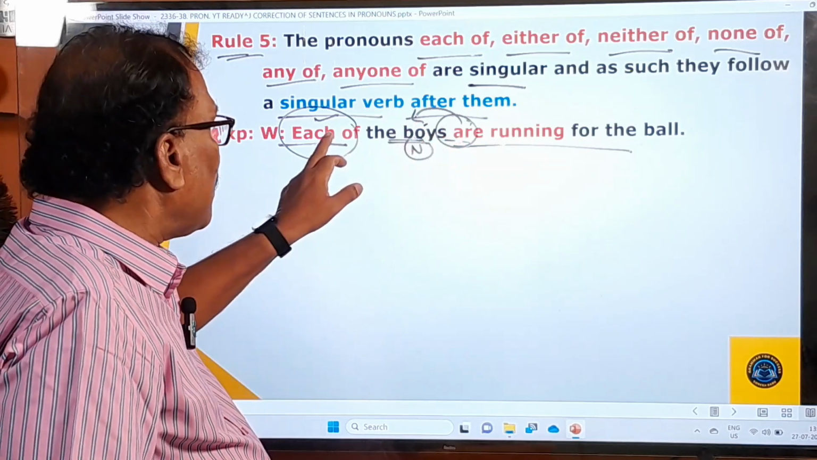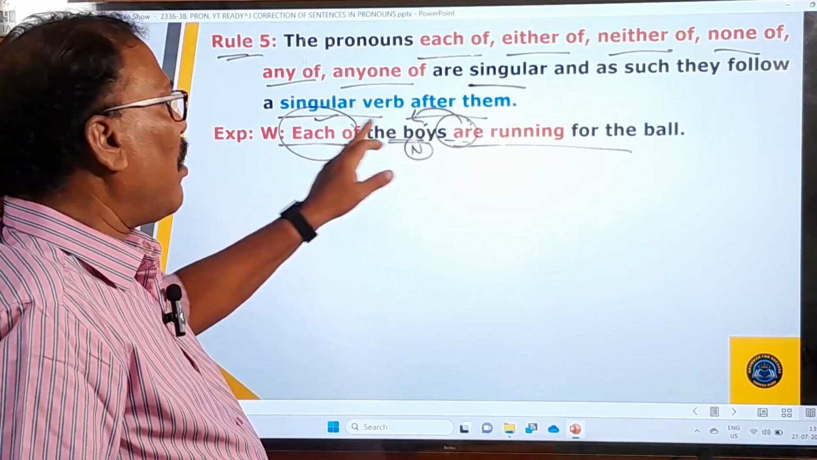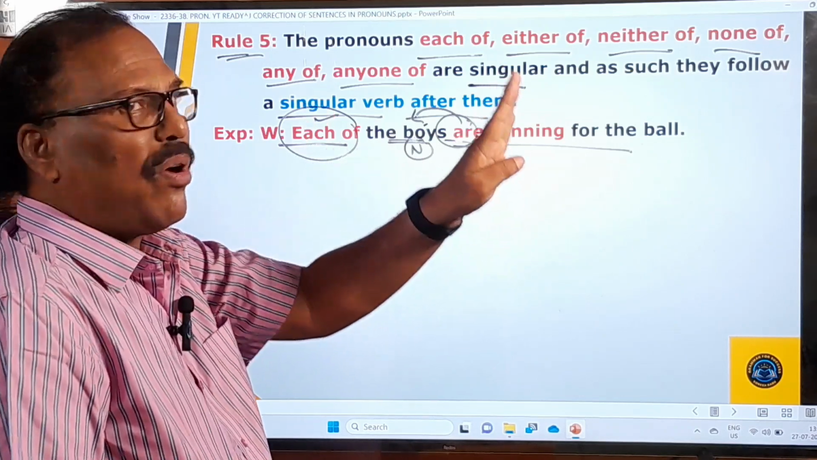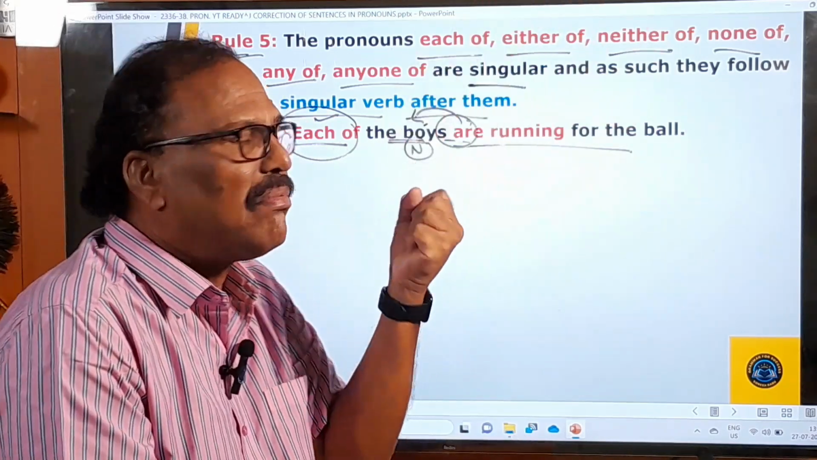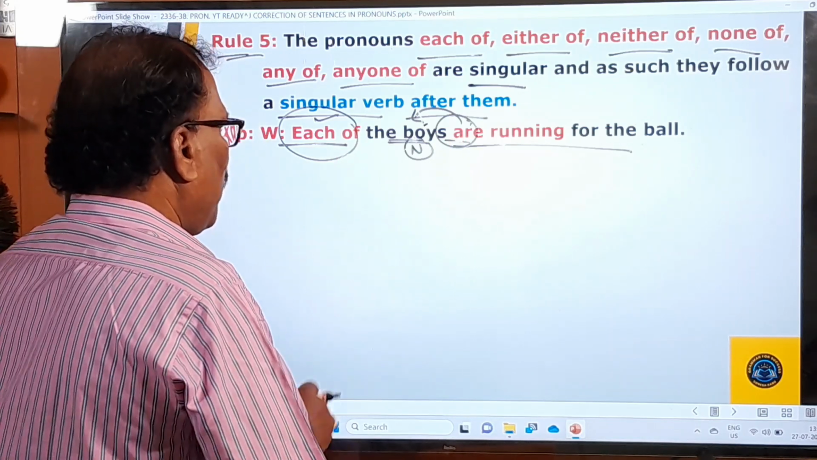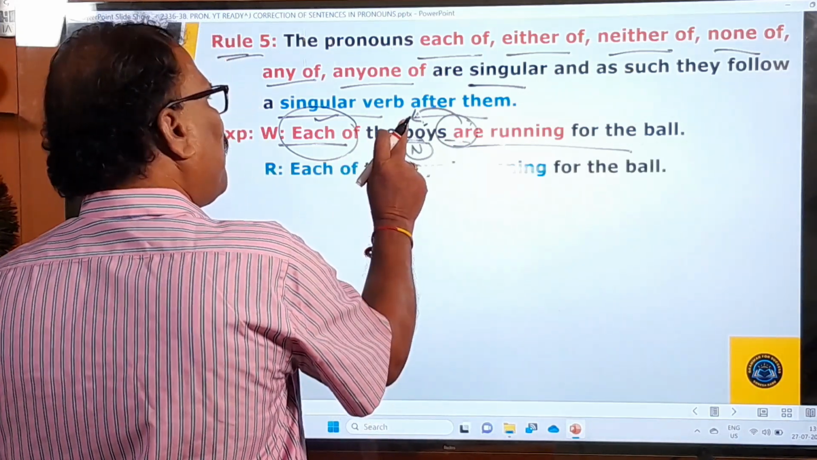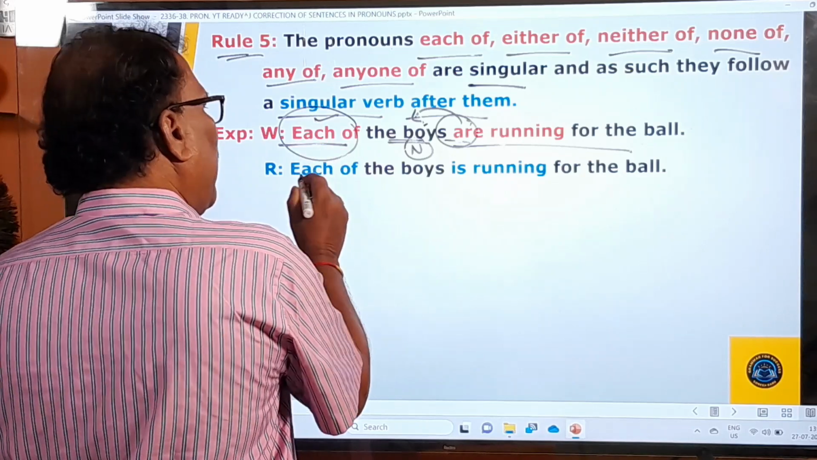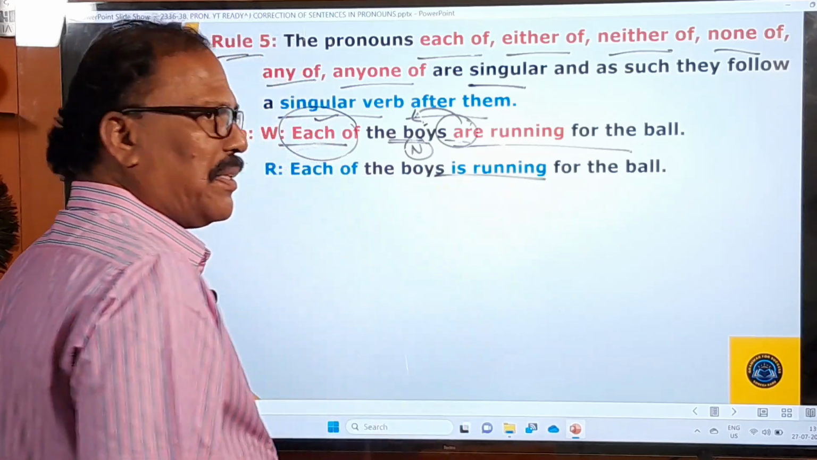But actually, this is the subject, not this. You are taking one. Each of the boys. Of the boys, you are taking one. Each of the boys is, you have to say. So don't follow only this: Each of the boys is running for the ball, right?